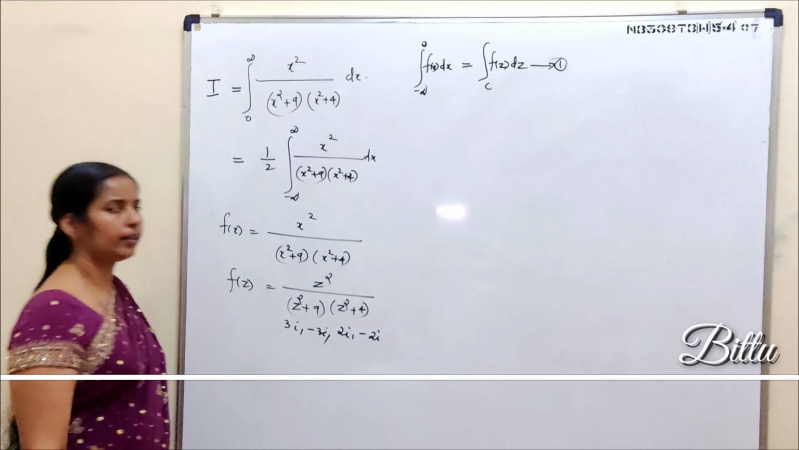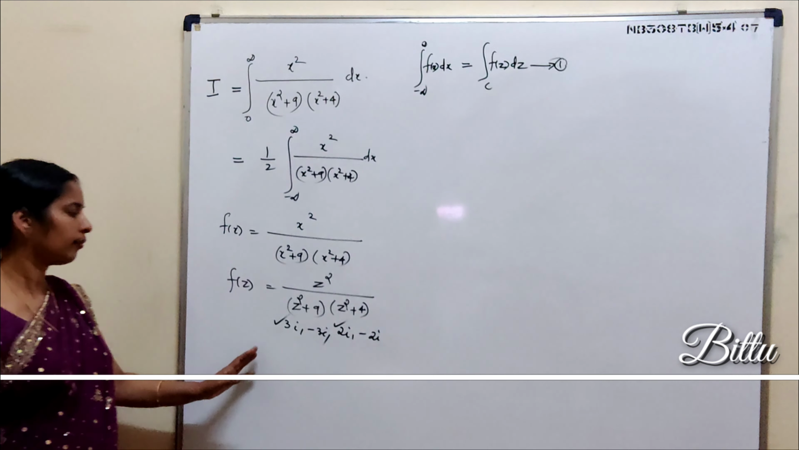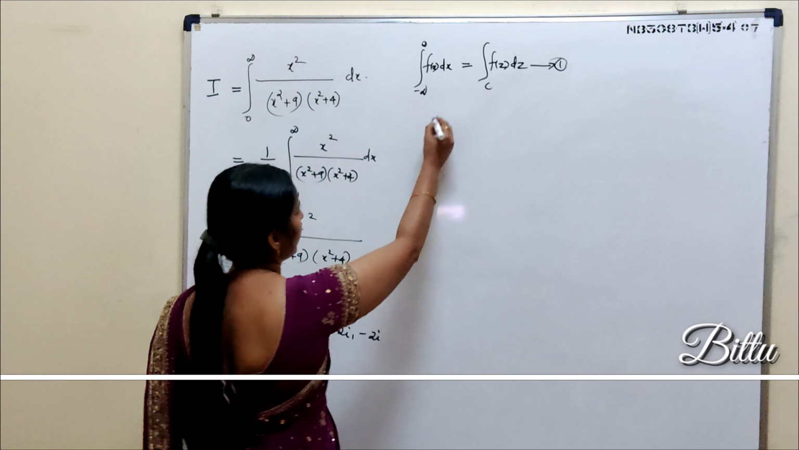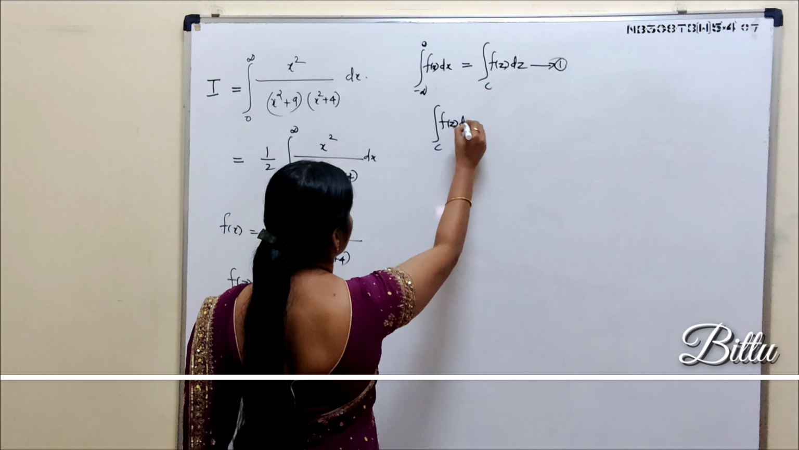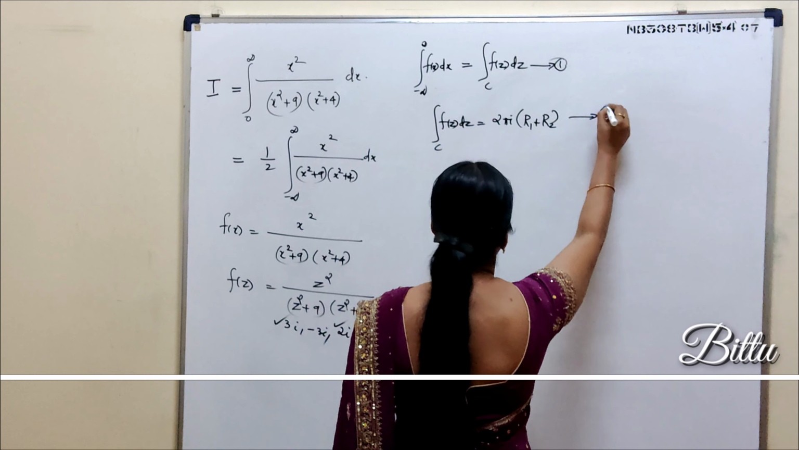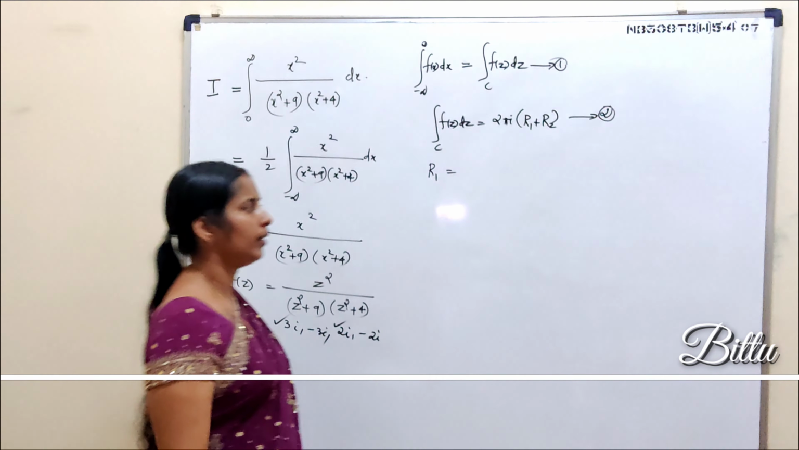Among these four, only 3i and 2i are within C. We have noticed that those singularities which lie in the upper half of the z plane are within C. So by the residue theorem, the integral over C of f(z) dz is 2 pi i into (r1 plus r2). That is equation number 2. Next we have to evaluate both r1 and r2.